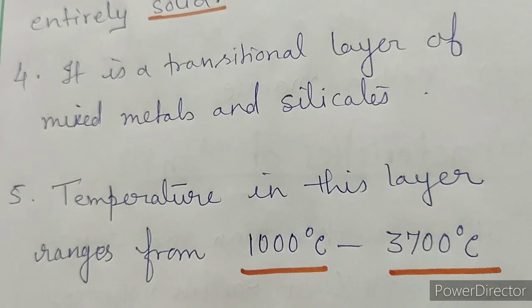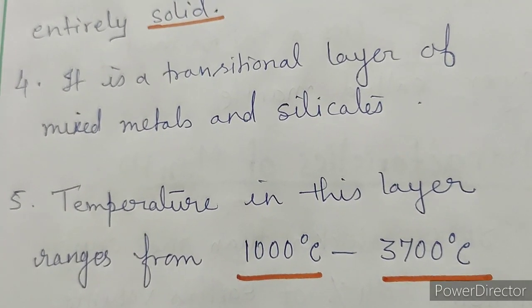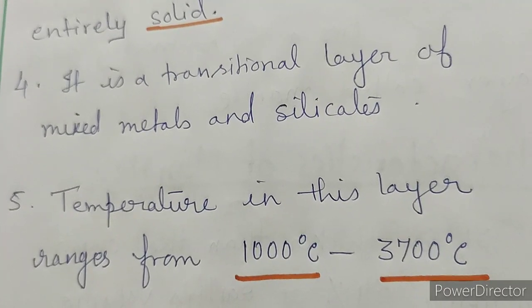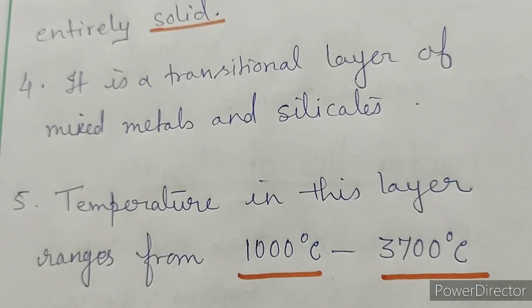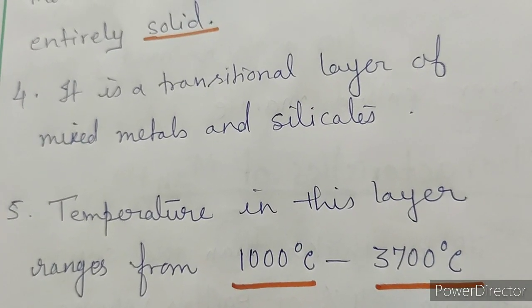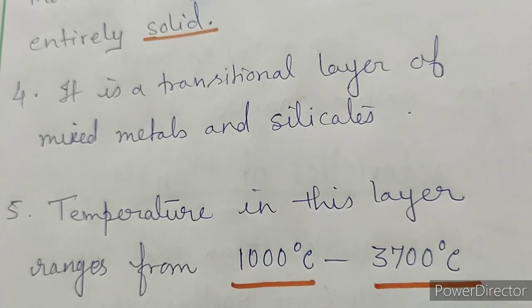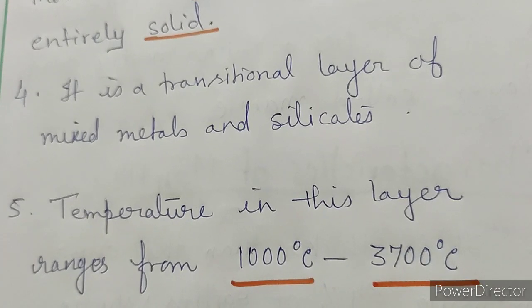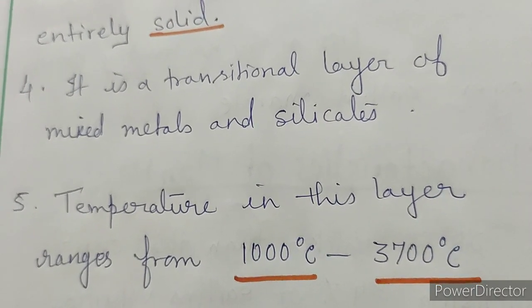So these are the 5 characteristics of mantle, and today up to this we will learn. We will know more about the inside of the earth next day. So next day we will complete the last layer of the earth, that is core, the innermost layer of the earth. So see you in the class.